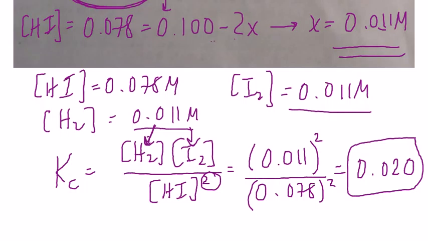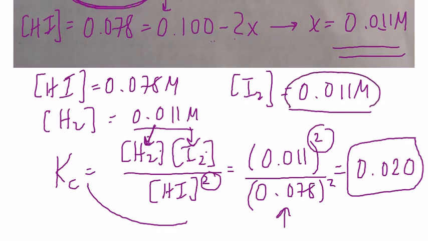Finally, when asked to solve for Kc, we simply write the equilibrium expression and plug in the values we now have solved at equilibrium. This top one is squared because we're using both the H2 and the I2, both of which are 0.011, and the bottom is squared because we square it in the equilibrium expression. And that is how you calculate Kc from concentration data.